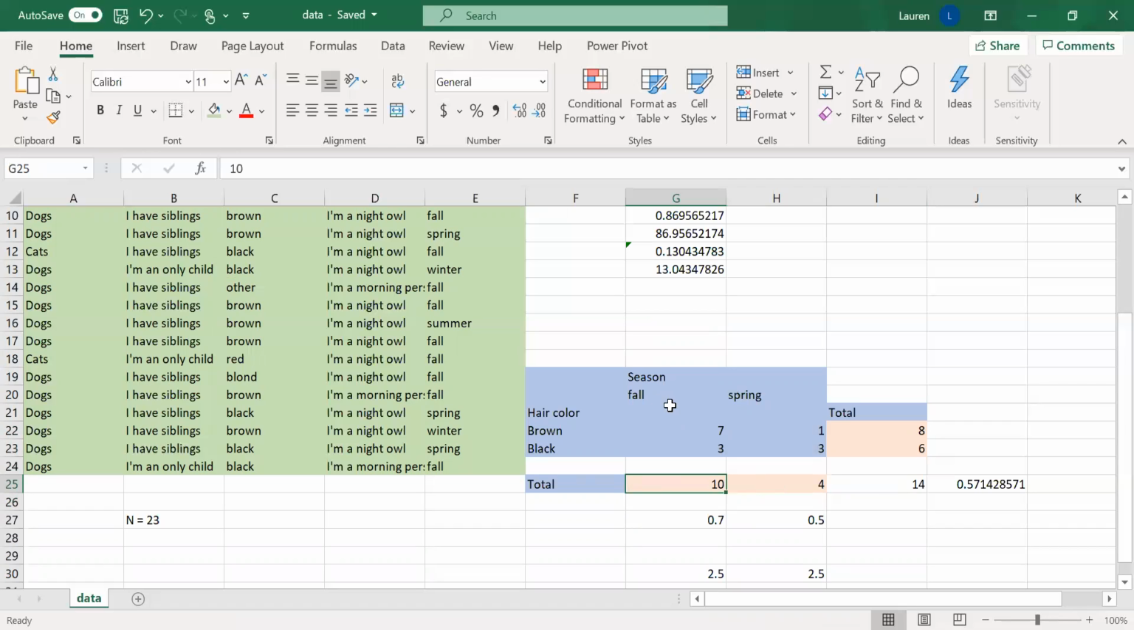So regardless of hair color, how many people preferred fall? And regardless of hair color, how many people preferred spring? To get our total number of participants in this table, we would add together or sum these 4 cells. So 7 plus 3 plus 1 plus 3 would give us a total of 14.